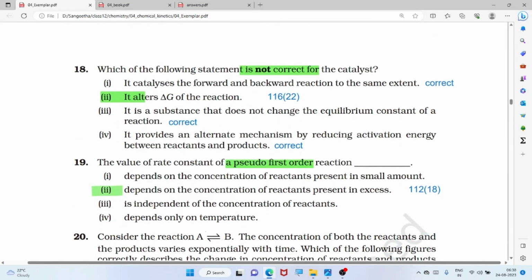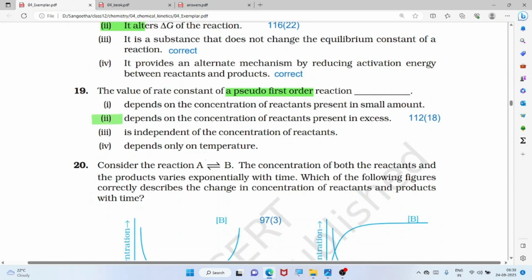Which of the following statements is not correct for the catalyst? They are asking not correct. It alters the delta G of the reaction. No, this is not correct. It doesn't change the delta G, delta H, the equilibrium constant is not changed. Only the activation energy is changing. It catalyzes the forward and backward reaction to the same extent. This is correct. It is a substance that does not change the equilibrium. That is correct. Produces an alternate path. Okay, that is also correct.